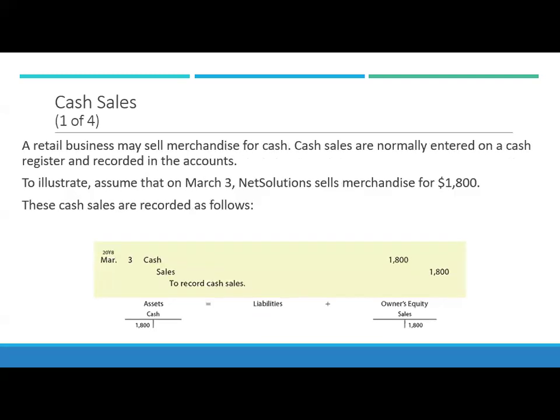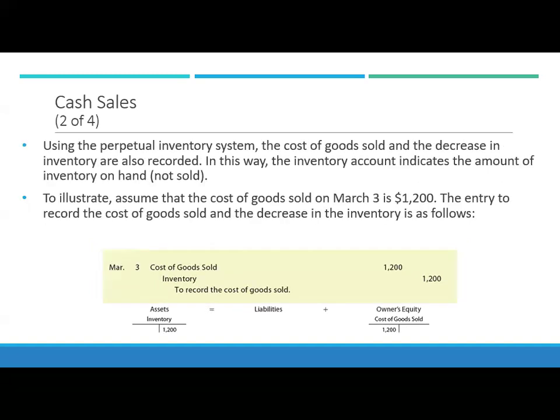So if there's a cash sale under the perpetual inventory system, when we make a sale, there's always two journal entries, one for the sale and one for the cost of goods sold. And so if we sell for $1,800, we debit cash $1,800, credit sales for $1,800. Then we credit for the goods cost $1,200.